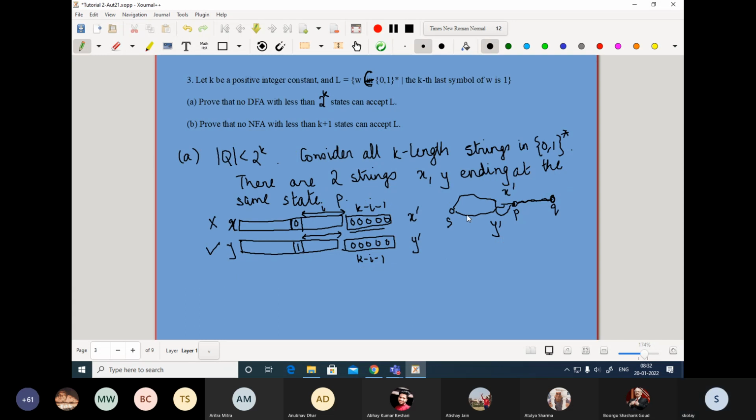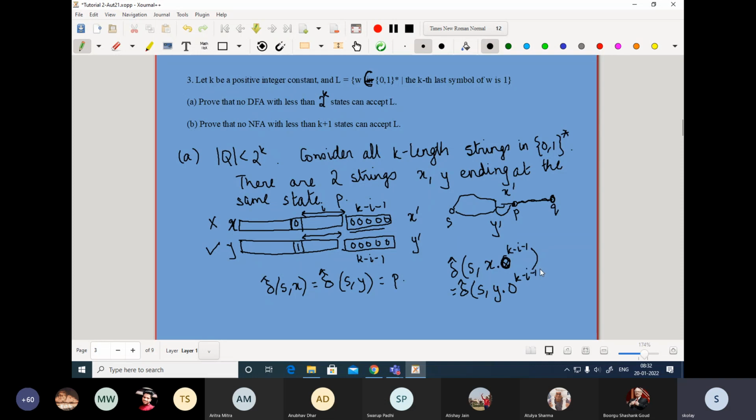Ma'am, at what point do they reach P? They reach delta hat Sx is equal to delta hat Sy is equal to P. And then delta hat Sx alpha, where alpha I am just writing as 0 to the k minus i minus 1, is equal to delta hat Sy alpha. I'm concatenating the same string, and this reaches Q. Both of them will reach Q. Yes, ma'am, got it.